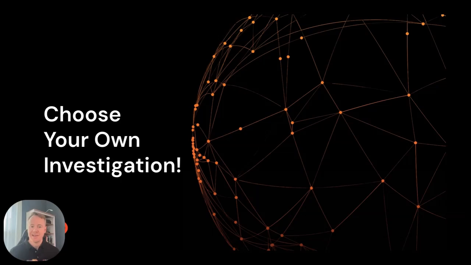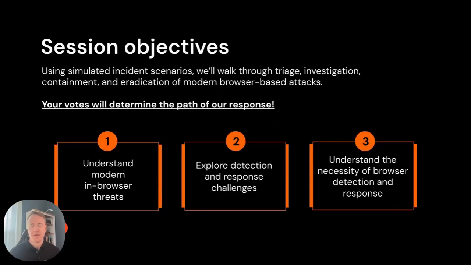With all that said, let's jump right into choosing our own paths in investigating some of these types of threats. So my goal for this session is for you to take away three different things. First, I want you to have a better understanding of what some of these modern in-browser threats look like, how they're likely to materialize in your environment. I want to walk through some of the detection and response challenges. Hopefully we'll work through some of those together. And I want to highlight that gap that I mentioned up front, which is in-browser visibility and in-browser mitigating controls, so that we understand the necessity of expanding that security stack to include browser-based detection and response.